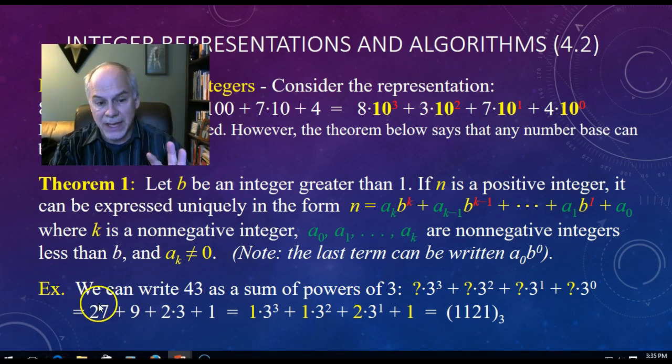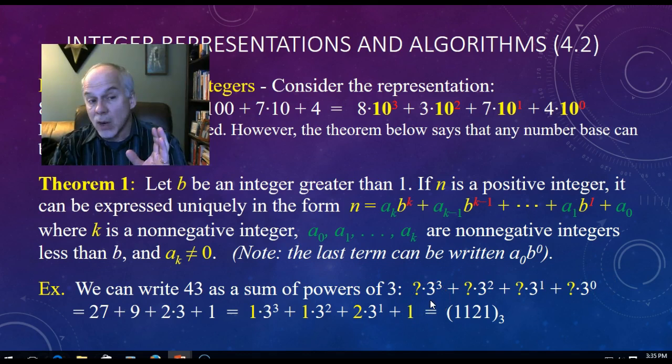All right, now here's an example. We can write the number 43 as the sum of the powers of 3. So what we're trying to do is think of what times 3 to the third power plus what times 3 to the second power plus what times 3 to the first power plus what times 3 to the zero power.